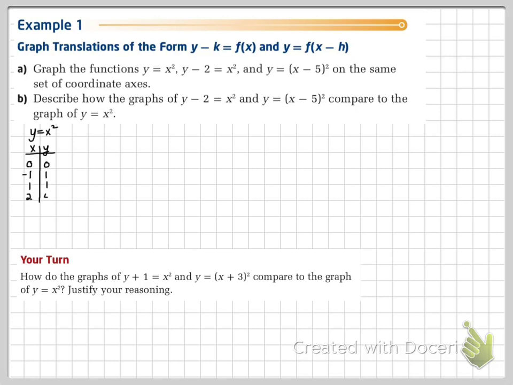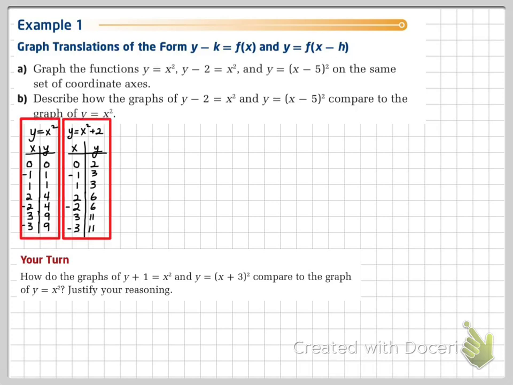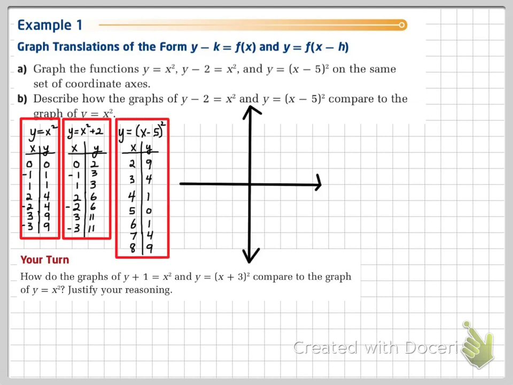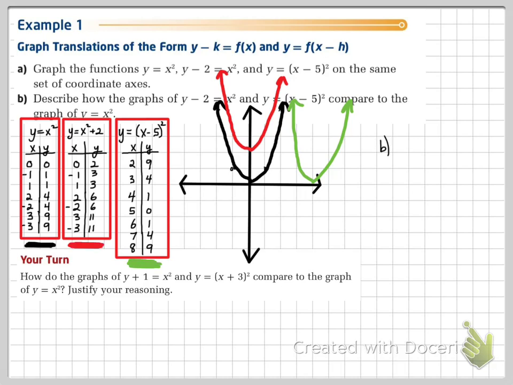So for y equals x squared, we're going to generate some ordered pairs, and then we're going to plot them. We're also going to add 2 to both sides of y minus 2 equals x squared. And that means we're going to graph y equals x squared plus 2, generate some ordered pairs. And thirdly, we're going to generate ordered pairs for y equals x minus 5 squared. Now to put all these three graphs on the same graph, our black graph is going to be our y equals x squared.